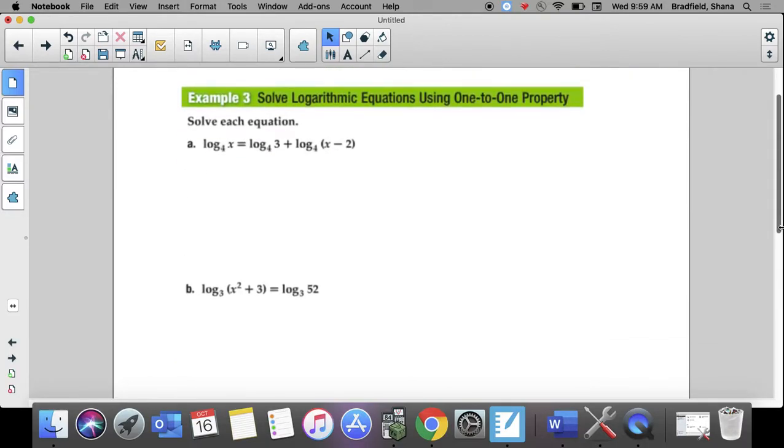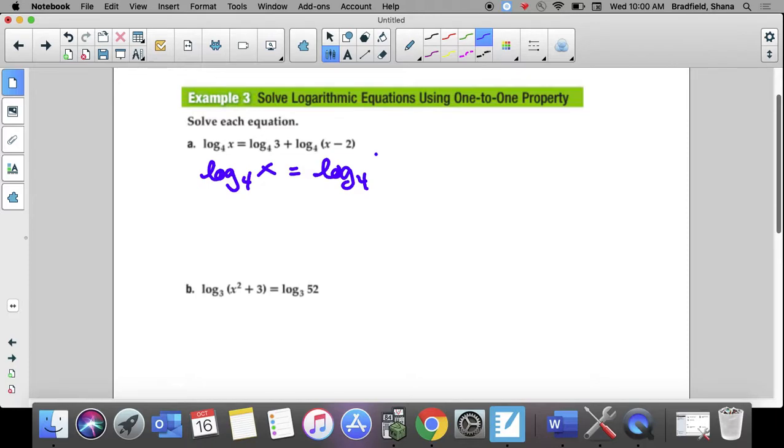All right, for our next one, we have another log here, and what we want to do is compress it. So I have log base 4 of x, and I'm going to compress this right side so I have a log on both sides. Addition is going to be multiplication, so that would be log base 4 of 3 times x minus 2.